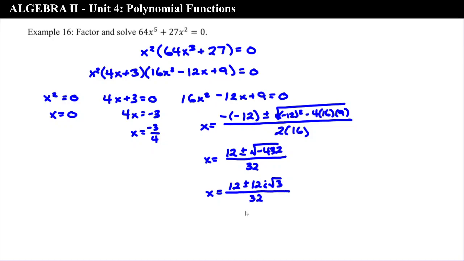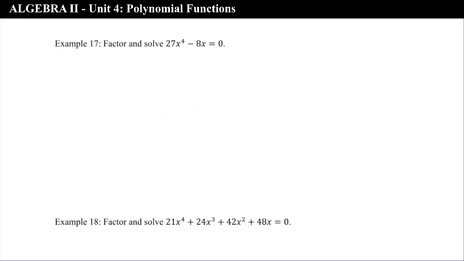And then we can reduce down our fraction. And so we end up with x equals 3 plus or minus 3i square root of 3 over 8. And so 2 of our solutions are here, and then our third and fourth solution are the ones we already found. So 4 solutions overall, 2 that actually cross the x-axis, and then 2 that are imaginary. All right, on to example 17.